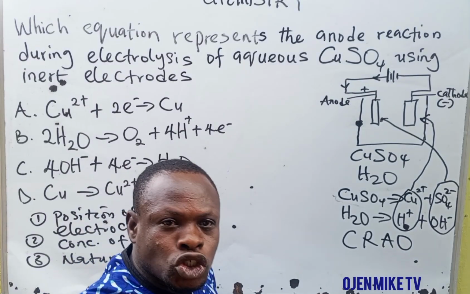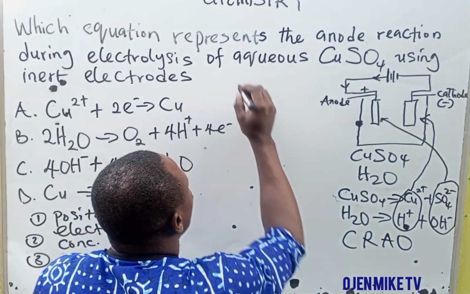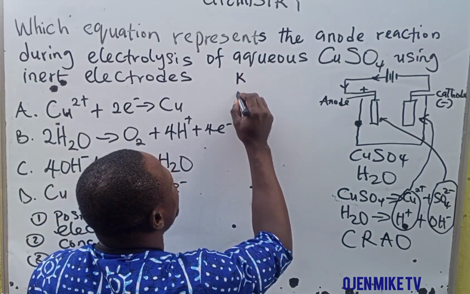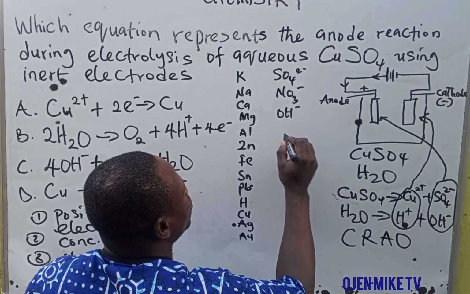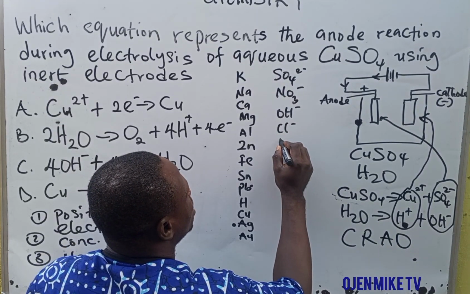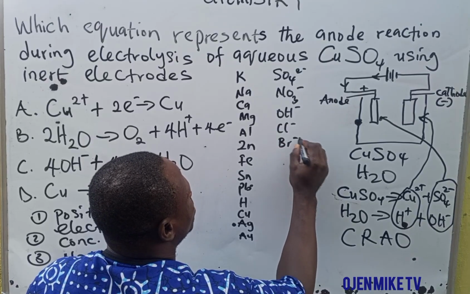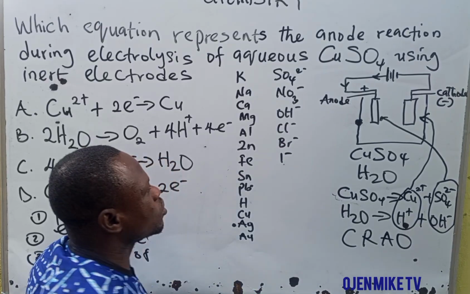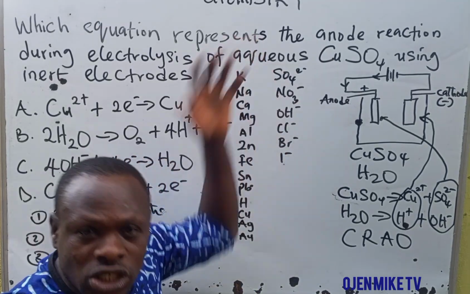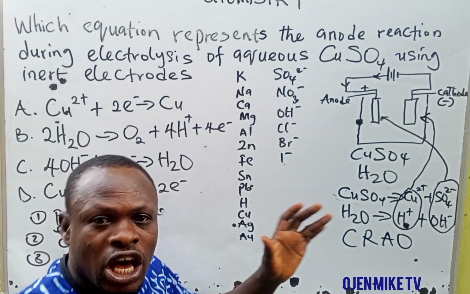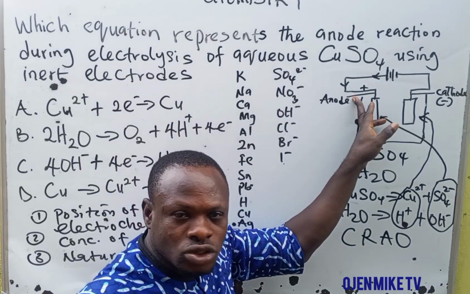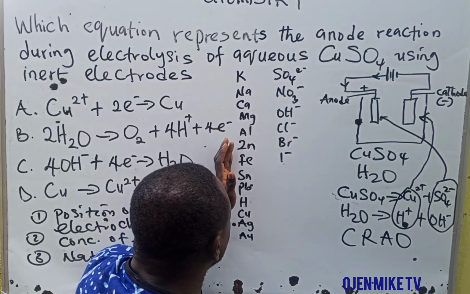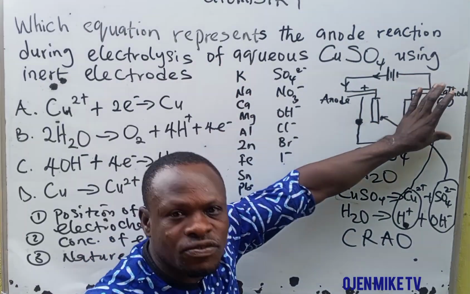Now let me give you the position of the ions in the reactivity series. The first one we have is K, we have sodium, we have chlorine minus, bromine minus, and we have what? Iodine minus. These are the ones that are mostly used during electrolysis. The negative ions will migrate towards the positive anode, while the positive ions will migrate towards the negative cathode.